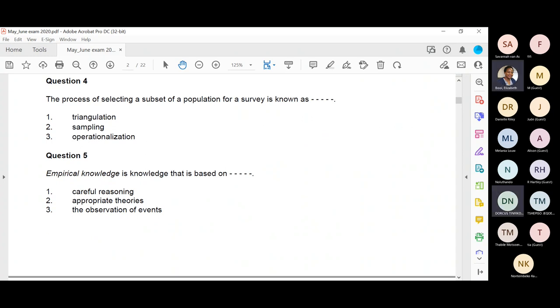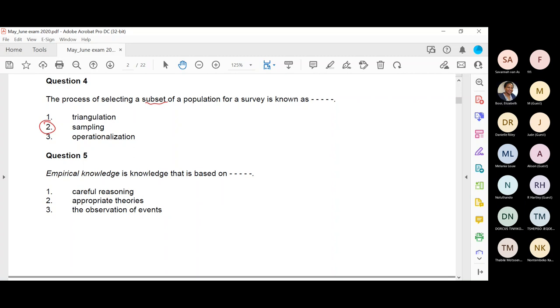Okay, question four. The process of selecting a subset of a population for a survey is known as: one, triangulation, two, sampling, three, operationalization? It's two, sampling, because you are taking a sample out of your population, it's your subset. Yes. A small group.